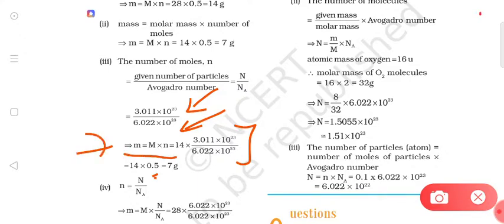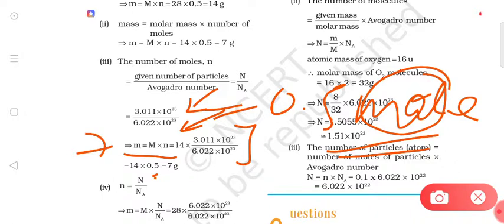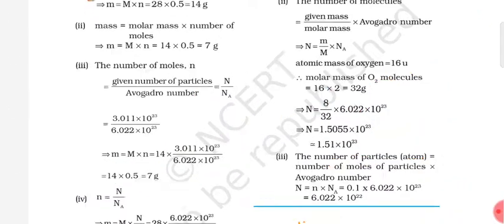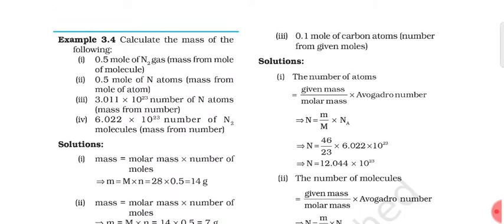Mass, means the given mass or the total mass of the nitrogen atoms, is equal to molar mass into number of moles. We have already calculated the number of moles equal to 0.5 mol. The mole is always expressed by mol, not by mole. So this much is enough to symbolize the mole, right? Molar mass of nitrogen atoms is 14. Number of moles we have calculated 0.5. So the answer becomes 7 gram. Right. Now look at the next question again.